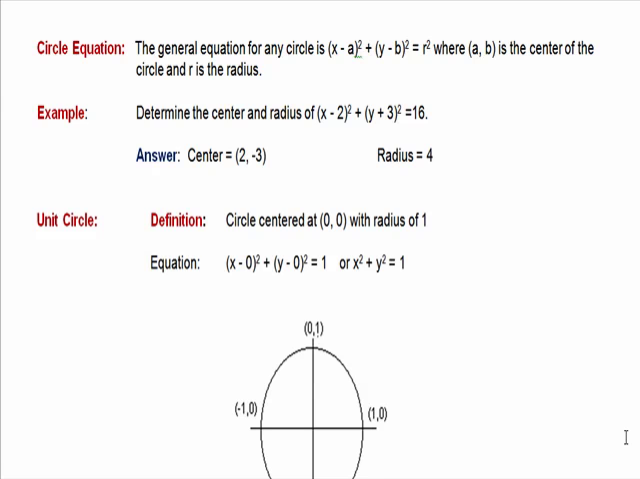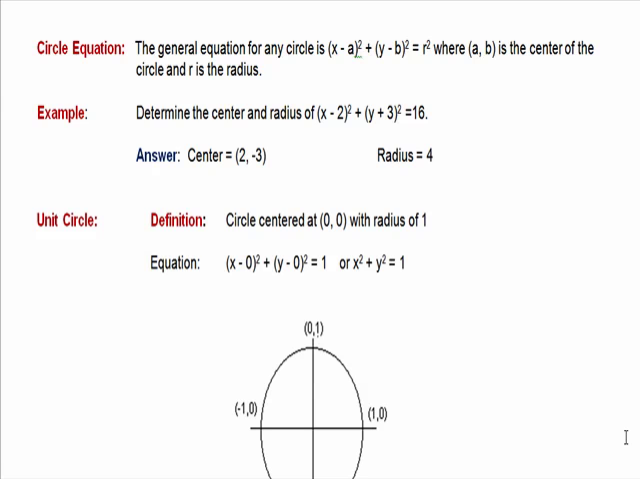Let's now talk a little bit about the equation of a circle. The general equation for any circle is the quantity x minus a squared plus the quantity y minus b squared equals r squared, where (a, b) is the center of the circle and r is the radius. So let's take a look at an example, and that'll help us out here.